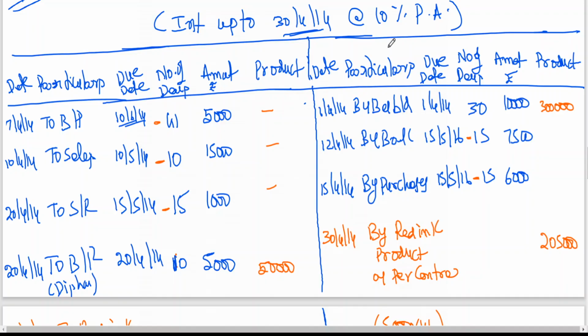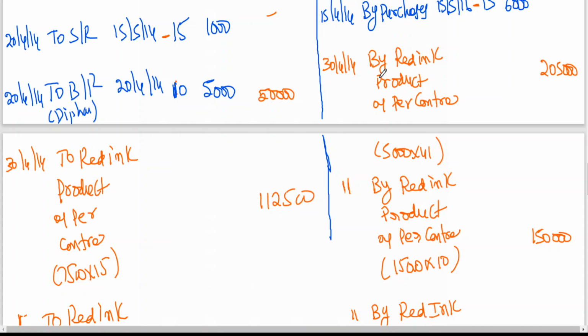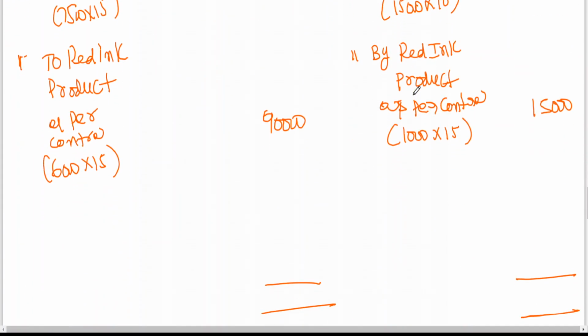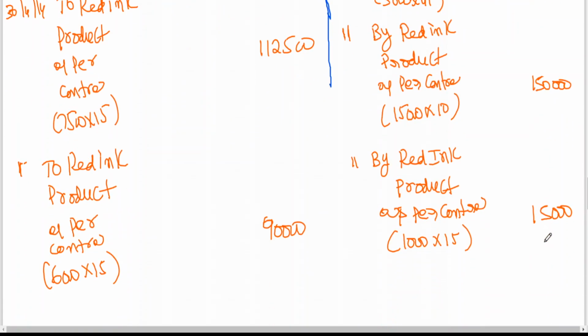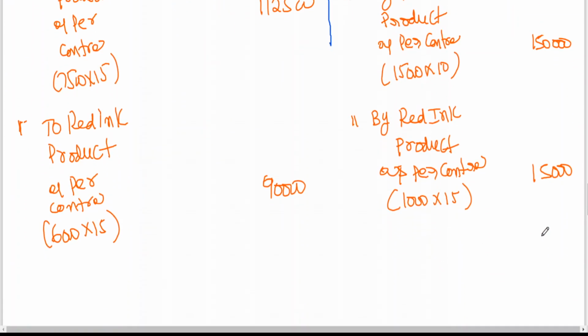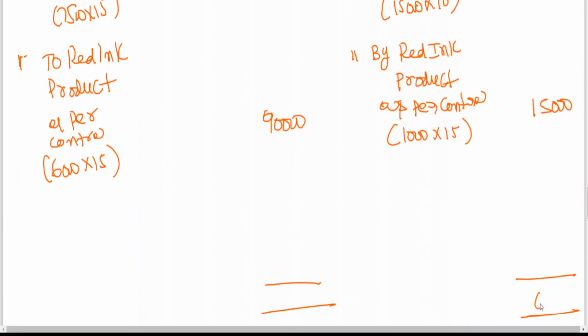3 lakhs, 2 lakh 5,000 plus 1 lakh 50,000 plus 15,000. You'll be getting 6 lakhs. See, 3 lakhs plus 2 lakh 5,000, 5 lakh 5,000, 6 lakh 50,000, 65 plus 15, 6 lakh 70,000 is the total.